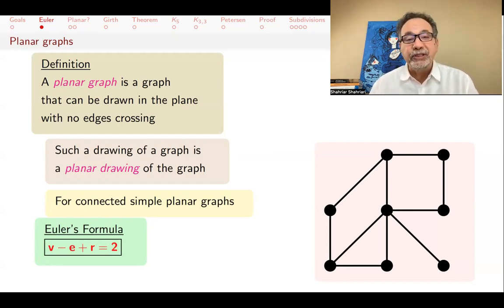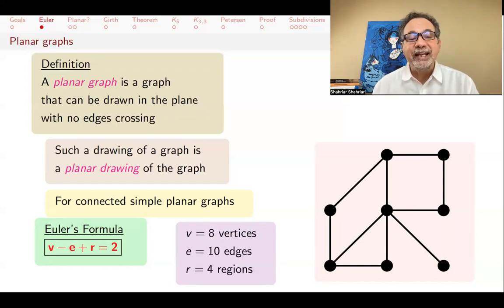It has lots of uses and lots of generalizations. In this lecture, we will see some of its uses. I have a whole video on Euler's formula, proving it. I have another one on tilings of soccer balls, where I give another proof of Euler's formula and use it for investigating different ways that you can tile a soccer ball. Here we will use it for talking about planarity. In this particular example, we have 8 vertices, 10 edges, and 4 regions, and v minus e plus r is 2.